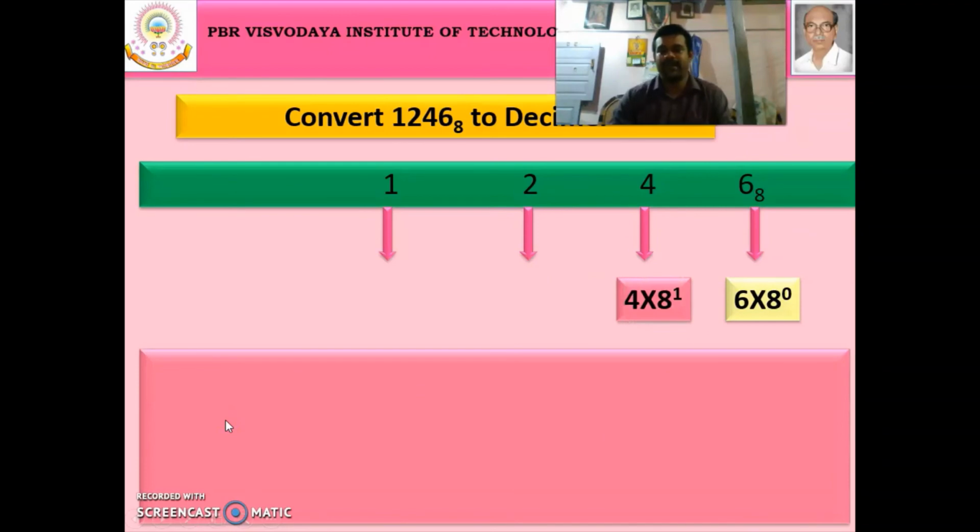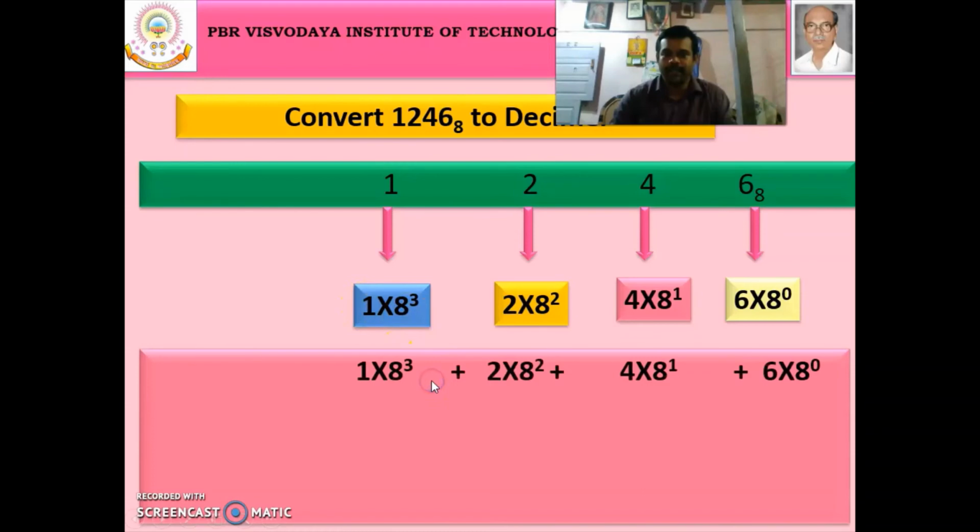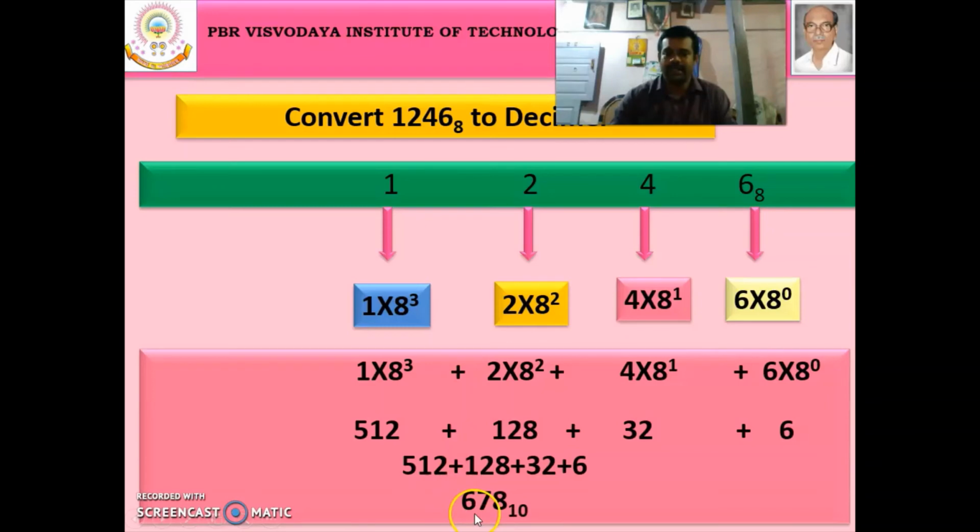So next problem is we are going to convert 1246 in base 8 to decimal. So what we are doing is we are multiplying the 6 with the positional weight 8 to the power 0. Then we are multiplying 4 with the positional weight 8 to the power 1. Then we are multiplying 2 with 8 to the power 2. Then we are multiplying 1 with 8 to the power 3. Then we are adding. So we are getting 678 in base 10. So the respective digits we are multiplying with the positional weight and we are adding.